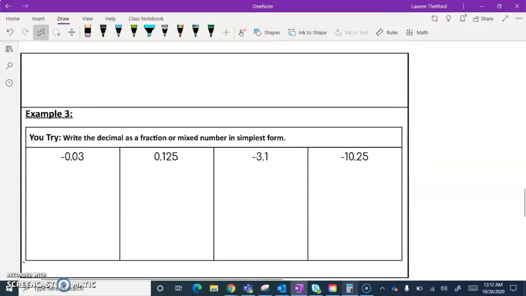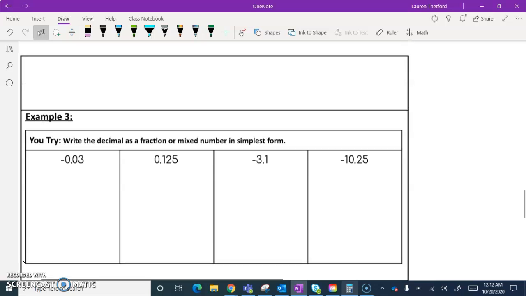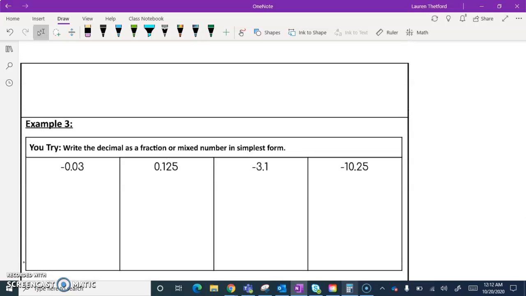You are going to do the triads on your own and then check your answers with mine. If you need a reminder, it goes our whole numbers to the left, and then the tenths, and then the hundredths, and then the thousandths, and then the 10,000ths, and so on. All right, get started on those triads.